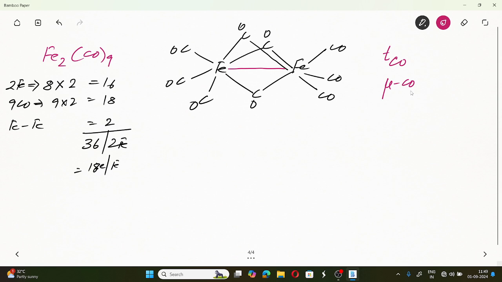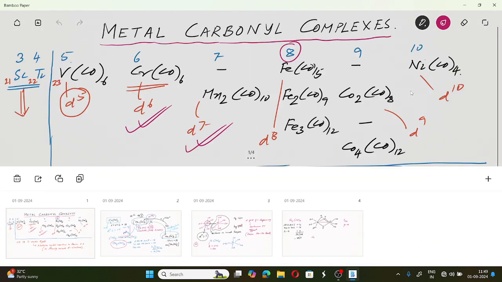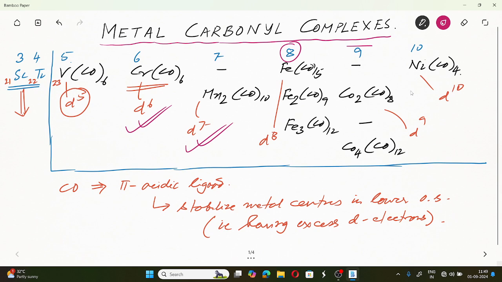Then if you look at Fe3(CO)12, there are two types of structures. I am not going into the structure of Fe3(CO)12 because that will not be required for your MCQ exams. Now let us come to the complexes of cobalt, that means group 9.